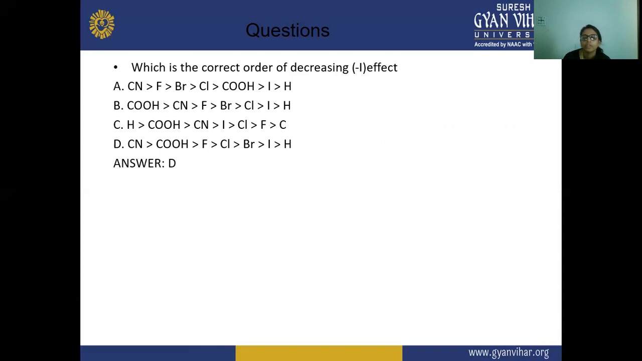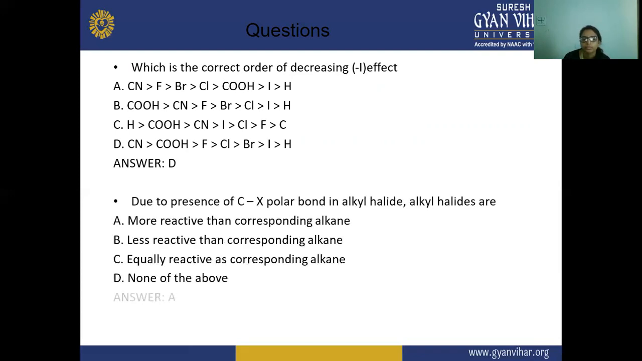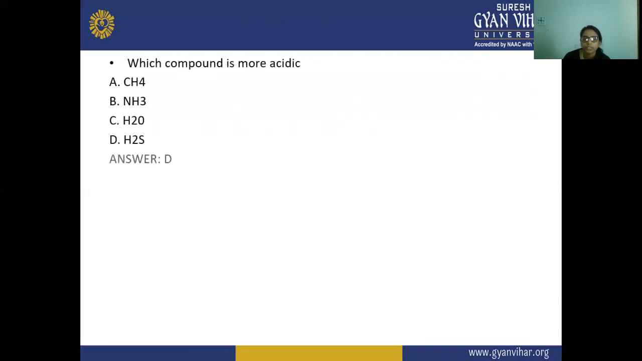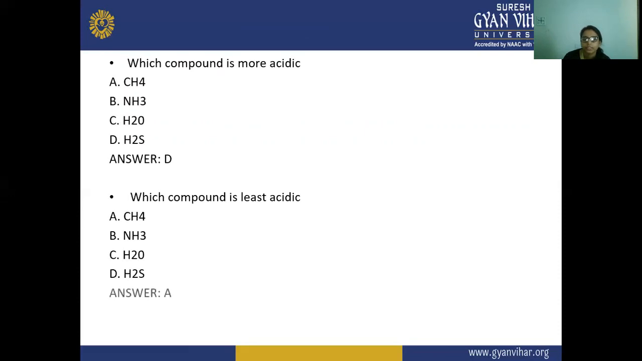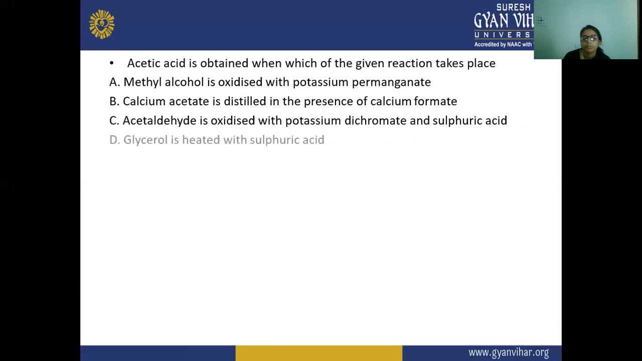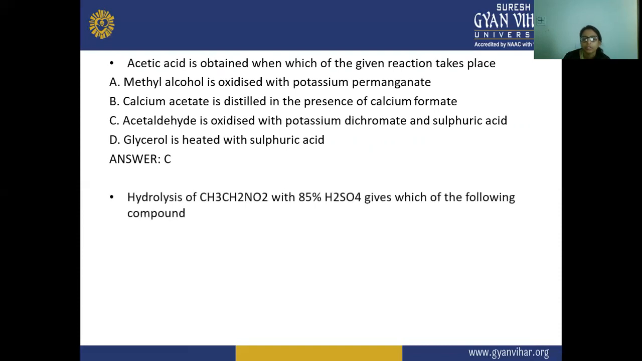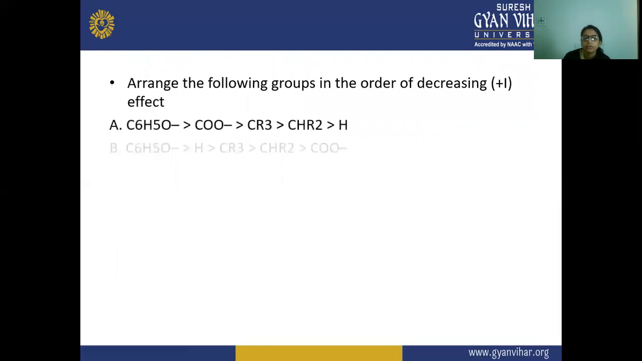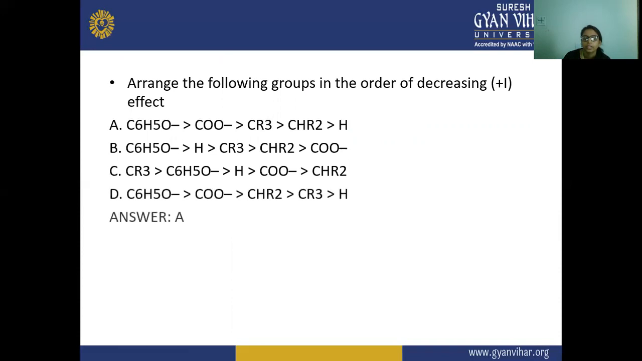What is the correct order of decreasing minus I effect? That is your D. Due to the presence of the C-X polar bond, alkyl halides are more reactive than the corresponding alkane. Which compound is more acidic? That is H2S, while CH4 is less acidic. Acetic acid is obtained when which of the given reactions takes place? That is your C. Hydrolysis of CH3CH2NO2 with 85% H2SO4 gives the following compound: acetic acid. Arrange the following groups in the order of decreasing effect, that is your A.